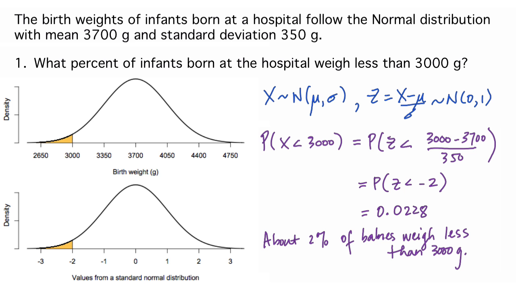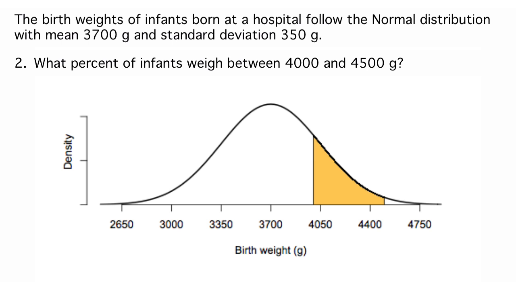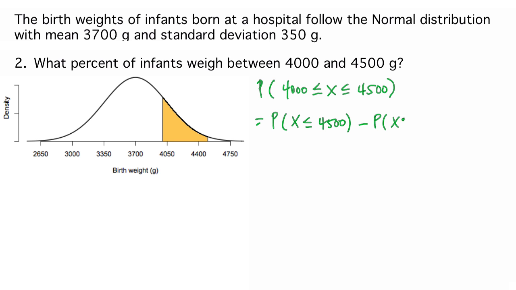Let's go now to our second question. What percent of infants weigh between 4,000 and 4,500 grams? To answer this question, we need this area under the normal density curve. Typically, we calculate normal probabilities as the area below a value. So to calculate this area between two values, we need to find the area under the density curve below 4,500 grams and then subtract the area below 4,000 grams.